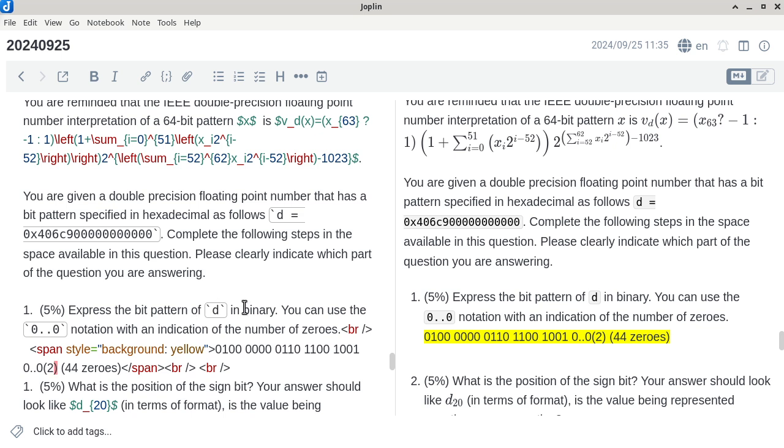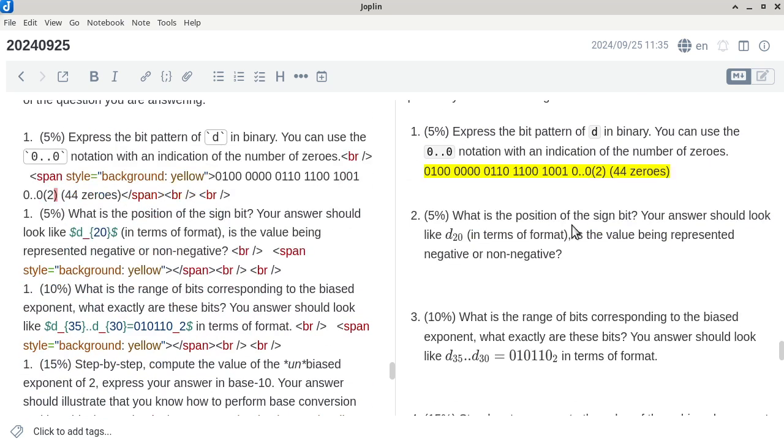All right, the next question is, what is the position of the sign bit? Your answer should look like D subscript 20, because I want you to tell me what bit is representing the sign in a double representation. So which one is it? D of what? There are 64 bits. If you randomly guess, you have a 1 in 64 chance of guessing it correctly. In case you don't know the answer, in case you have not studied at all for this entire test, where do you go to find the answer?